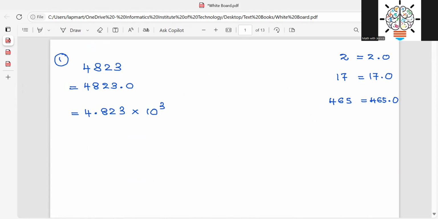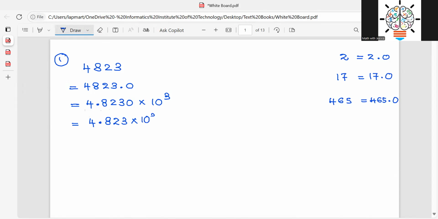After that, you can write the first example here, 4,823. First you write 4,823.0. So then, I write this closer, it's not nice. Here we write 4.8230 multiplied by 10 to the power 3, right? I got this 0 because at the end we have a 0 now. No point of writing it with the 0. We know these things by now. 4.823 multiplied by 10 to the power 3.